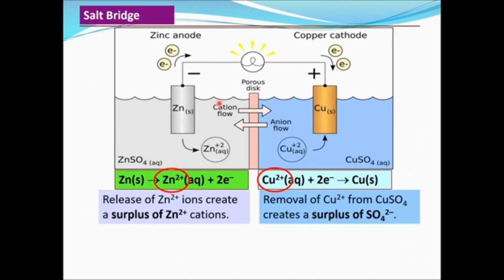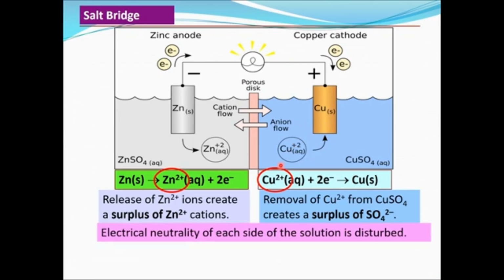So voltage, or rather the current flow, may come to a halt, right? So we want to ensure electrical neutrality on both sides. We might allow the anion, the sulfate anion, to flow to one side, and the cation, the zinc cation, to flow towards the other side.